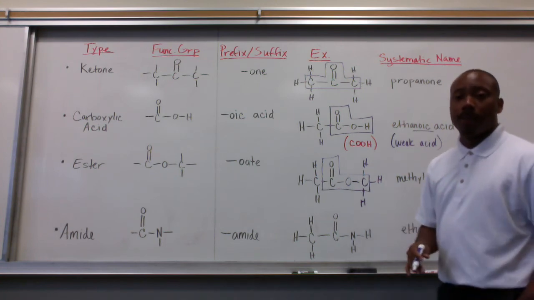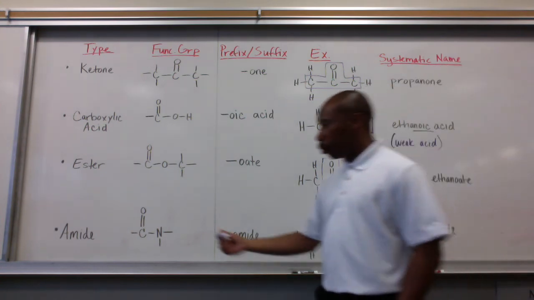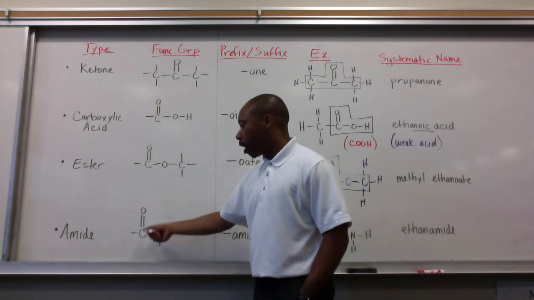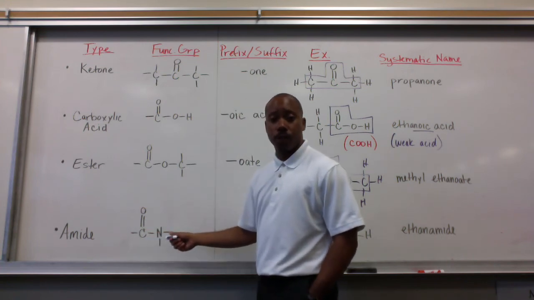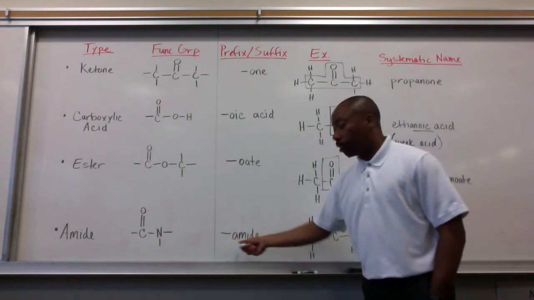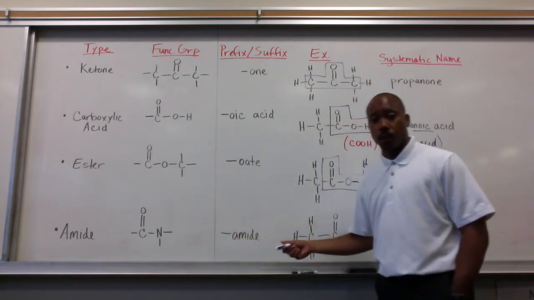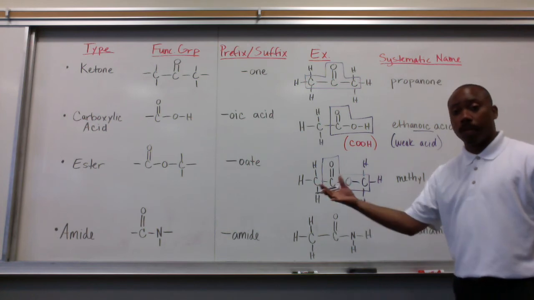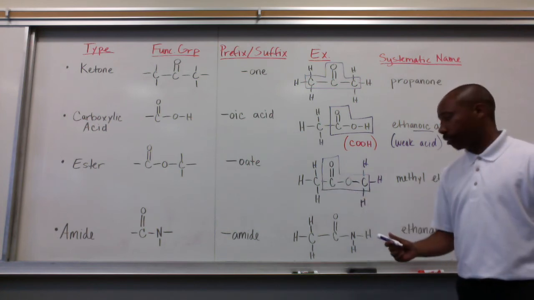Now, your last one is an amide. An amide has a functional group where your carbon is double bonded to an oxygen, that carbon is also bonded to a nitrogen, and that nitrogen branches out twice. Our suffix is -amide. Pretty simple to remember. Just like amine was -amine, amide is -amide suffix.